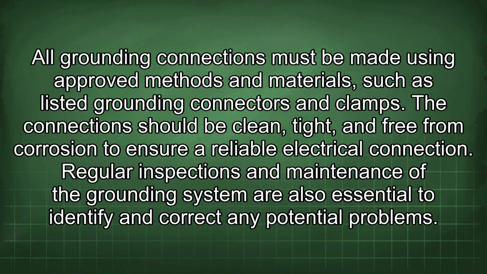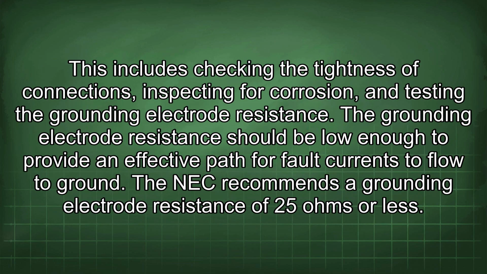Furthermore, it is important to maintain the integrity of the grounding system throughout the installation. All grounding connections must be made using approved methods and materials, such as listed grounding connectors and clamps. The connections should be clean, tight, and free from corrosion to ensure a reliable electrical connection. Regular inspections and maintenance of the grounding system are also essential to identify and correct any potential problems. This includes checking the tightness of connections, inspecting for corrosion, and testing the grounding electrode resistance.